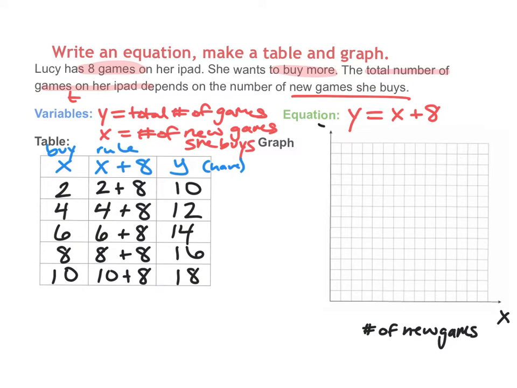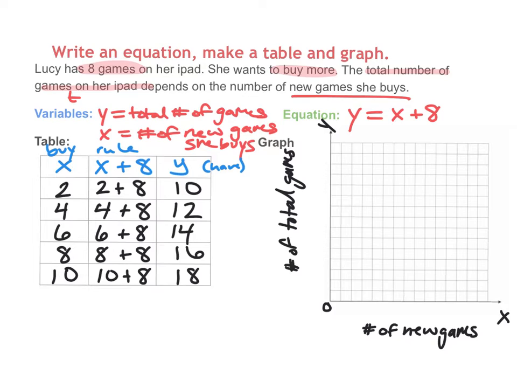And our y-axis would then be the number of total games she owns. And you could maybe change that. You could write total games she has. And then you could title your graph, of course, too, which we should do. We know our origin is 0, 0.